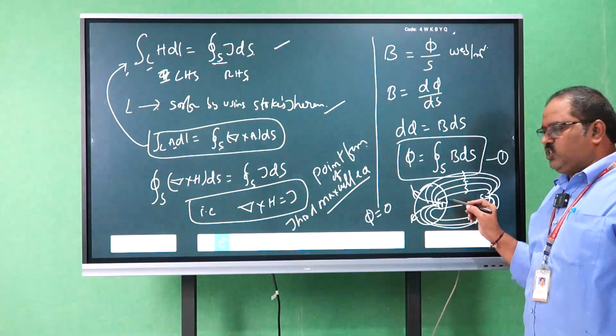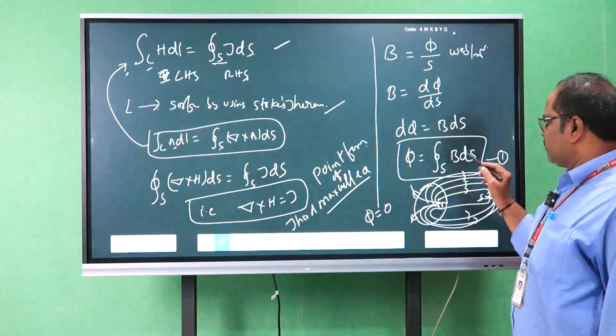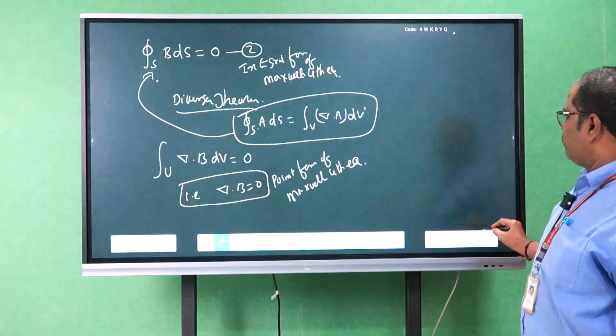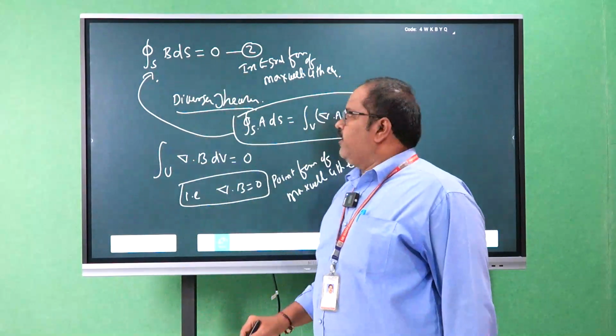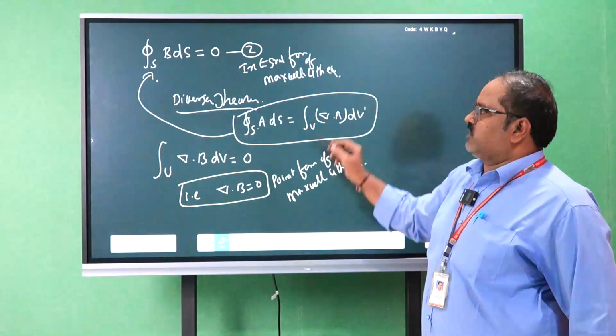That flux will be initially 0. Therefore, psi is equal to 0. Psi is equal to 0 is applied in the above equation. Therefore, the surface integral of B dS is equal to 0. That is the integral form of Maxwell equation.